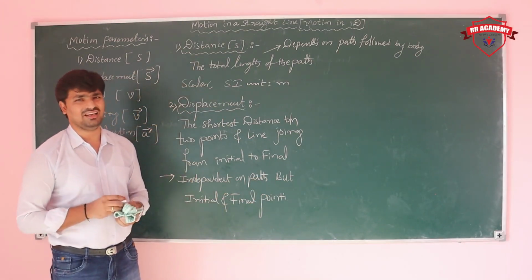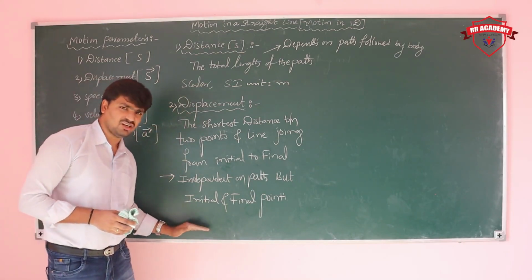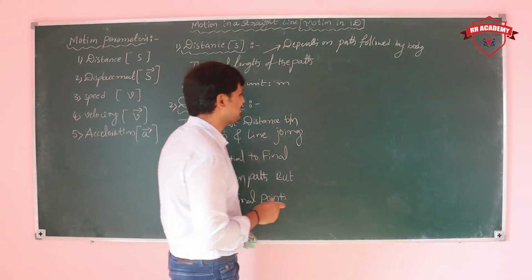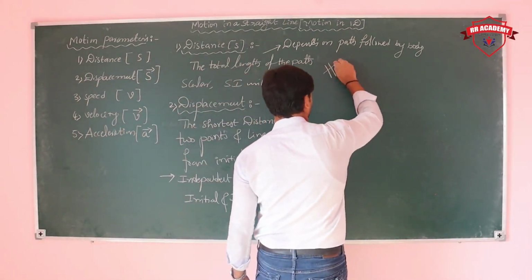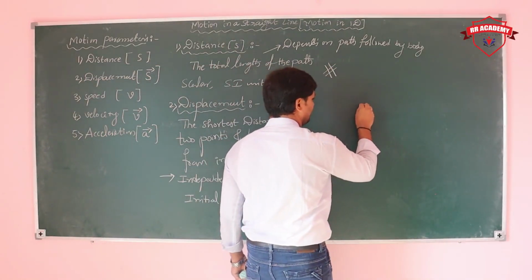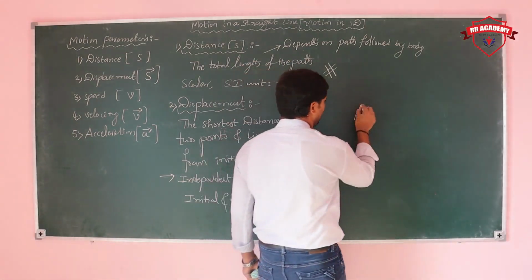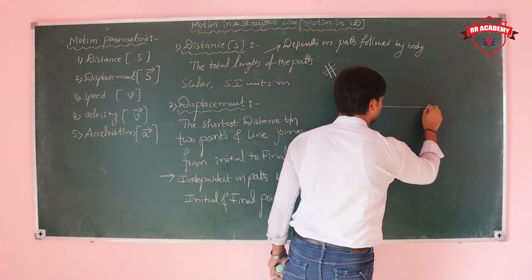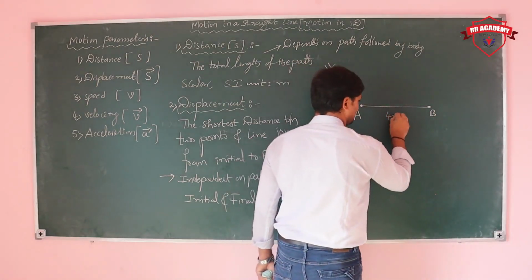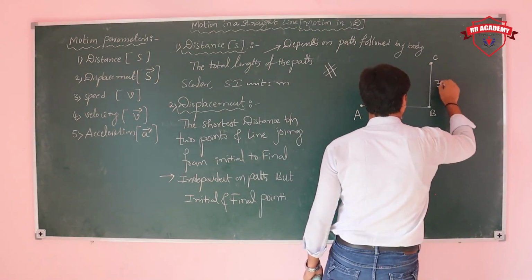So what is the meaning of that? Let's see. Again, we can say that this is a vector function, and again we are measuring in meters only. Let's see one small example here. Here I'm considering a person. He starts from point A and moves from A to B, 4 meters, and then B to C, 3 meters.